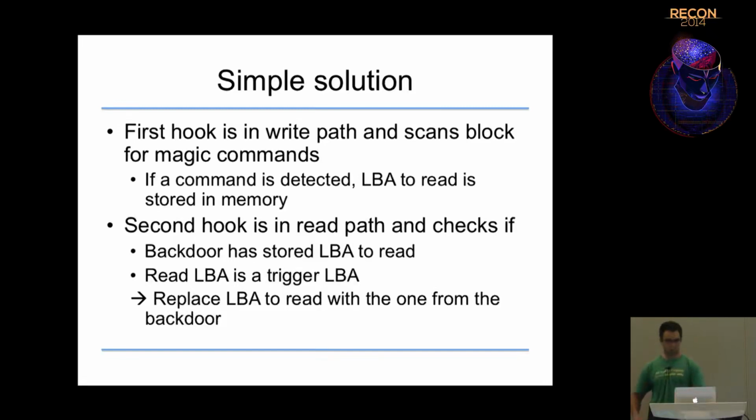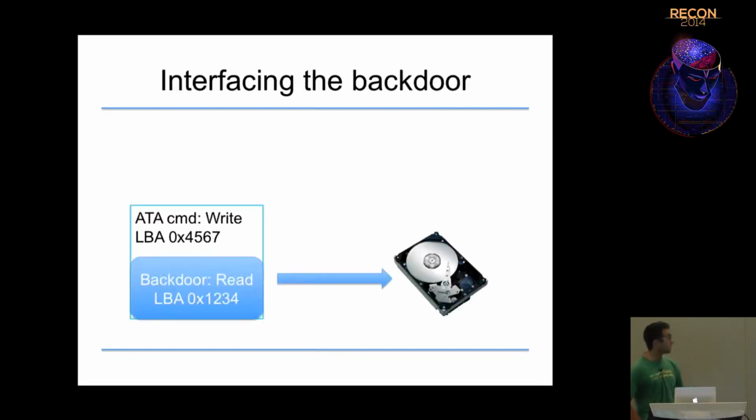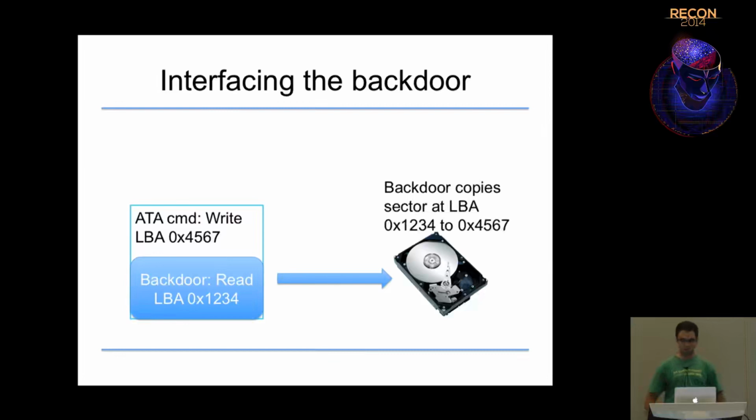Okay, this was a bit confusing. This is why I have it in graphics again. So we are sending a command, write logical block 4567 to the drive. And this block actually contains the backdoor command, and the backdoor command says read block 1234. This goes to the hard drive. The backdoor scans the block contents and realizes that there is a backdoor command and stores this in memory.